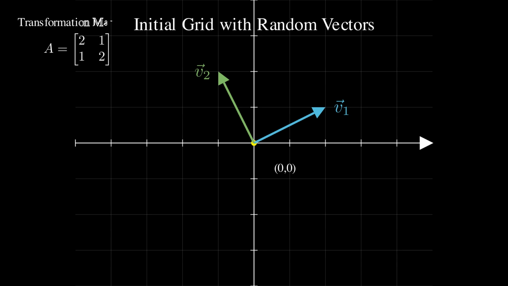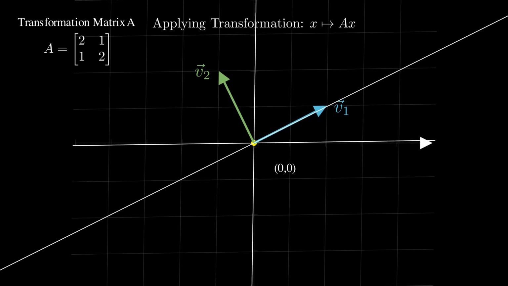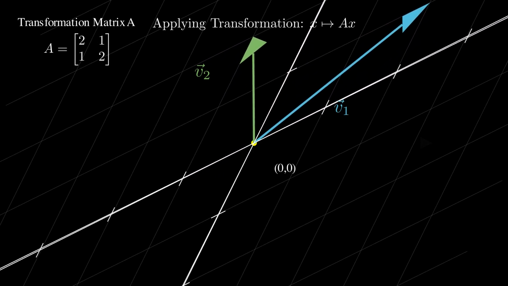Their initial positions and directions are arbitrary, serving as examples of general vectors in the plane. Back to our transformation matrix A. This matrix encapsulates the linear transformation we are studying. Every vector in our plane will be multiplied by this matrix, and we will observe how that multiplication alters their direction and magnitude. Watch closely as we apply the transformation x to Ax.